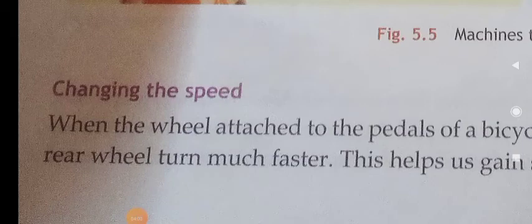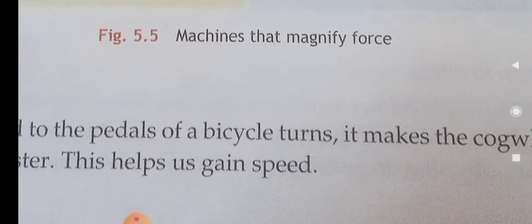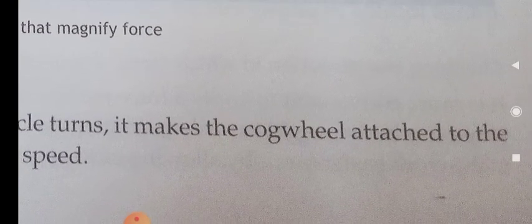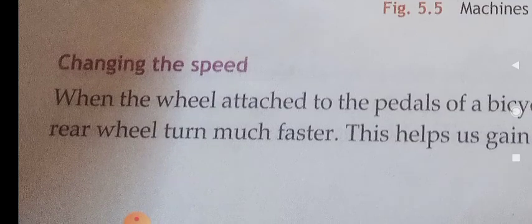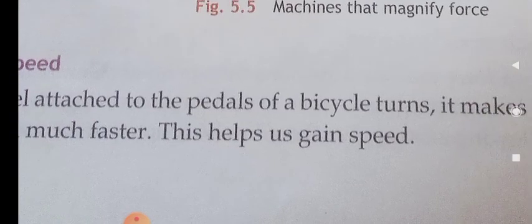The next one is changing the speed. When the wheel attached to the pedals of a bicycle turns, it makes the cog wheel attached to the rear wheel turn much faster. This helps us gain speed. This is called the cog wheel, attached to the rear wheel, and it makes the rear wheel turn much faster and helps us gain speed.